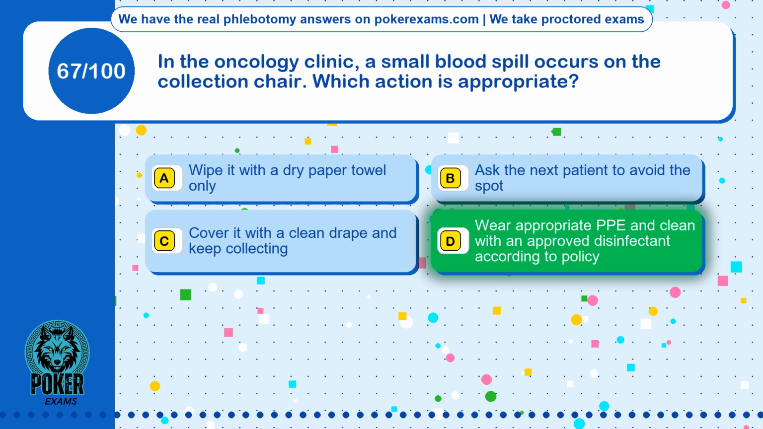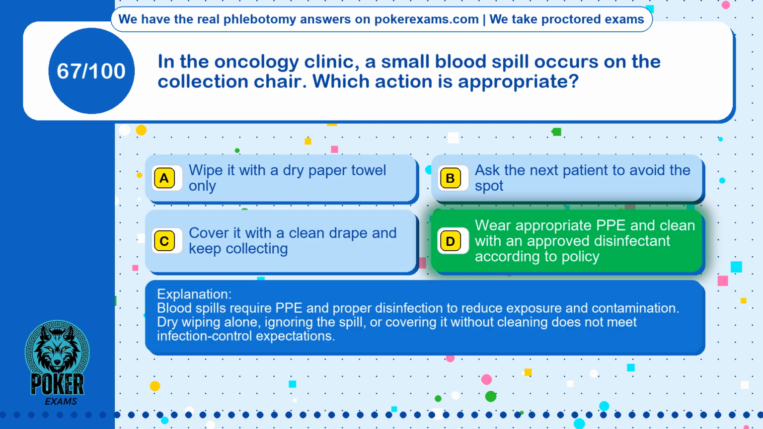The correct answer is option D. Wear appropriate PPE and clean with an approved disinfectant according to policy. Blood spills require PPE and proper disinfection to reduce exposure and contamination. Dry wiping alone, ignoring the spill, or covering it without cleaning does not meet infection control expectations.